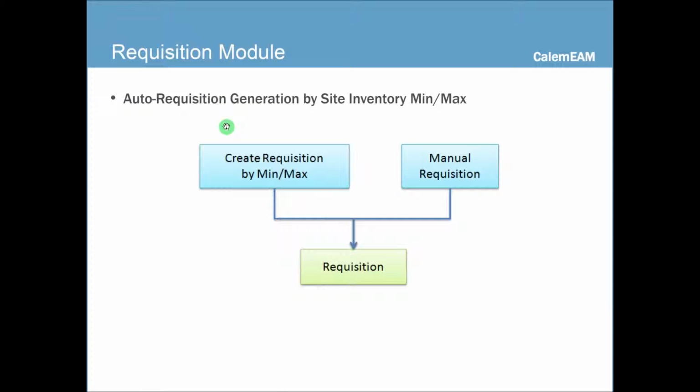A requisition can be generated by Calem if you configure an inventory item by min-max control and also auto order creation. And it can also be created by manual entry, so someone manually creates a requisition.